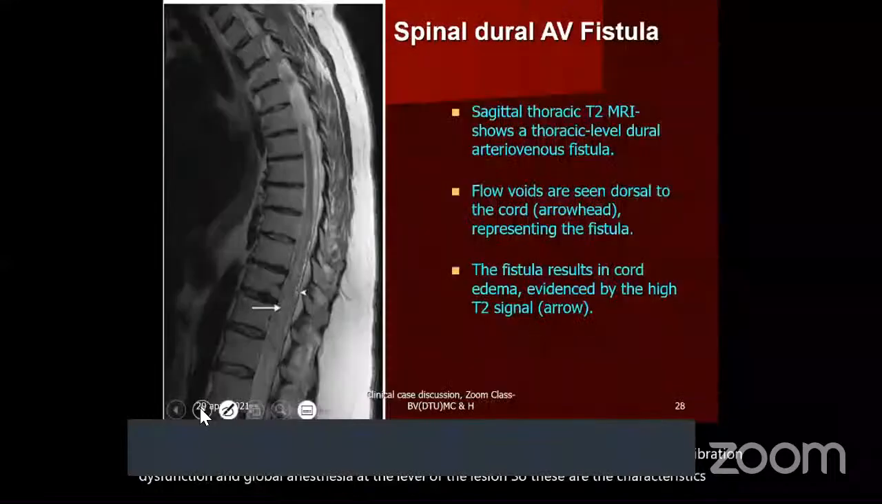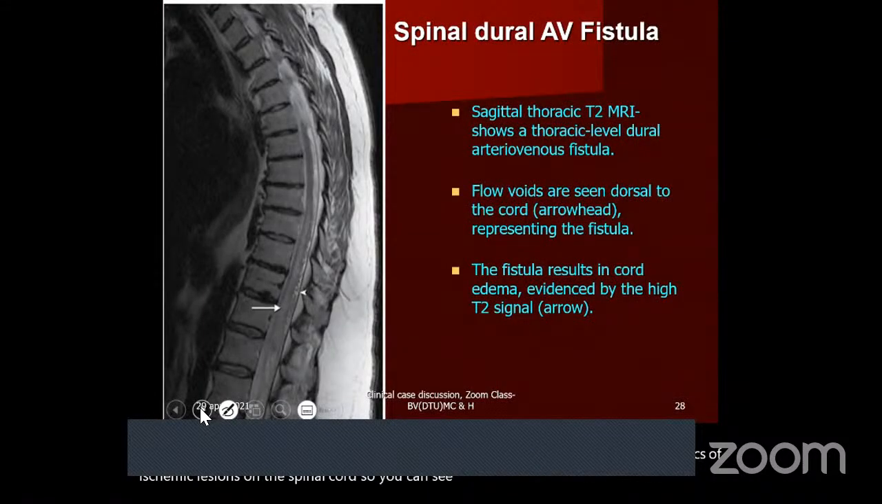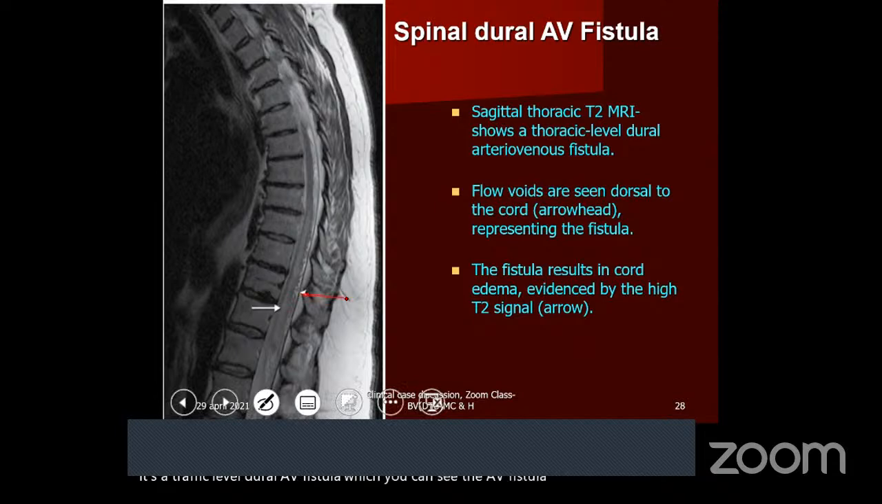You can see these problems in spinal dural AV fistulas. You can see the sagittal thoracic T2 MRI here. It's a thoracic level dural AV fistula, which you can see here. Small flow voids are seen dorsal to the cord, representing the fistula. The fistula results in cord edema, evidenced by a high T2 signal. This is the cord edema which you are seeing in the central cord.